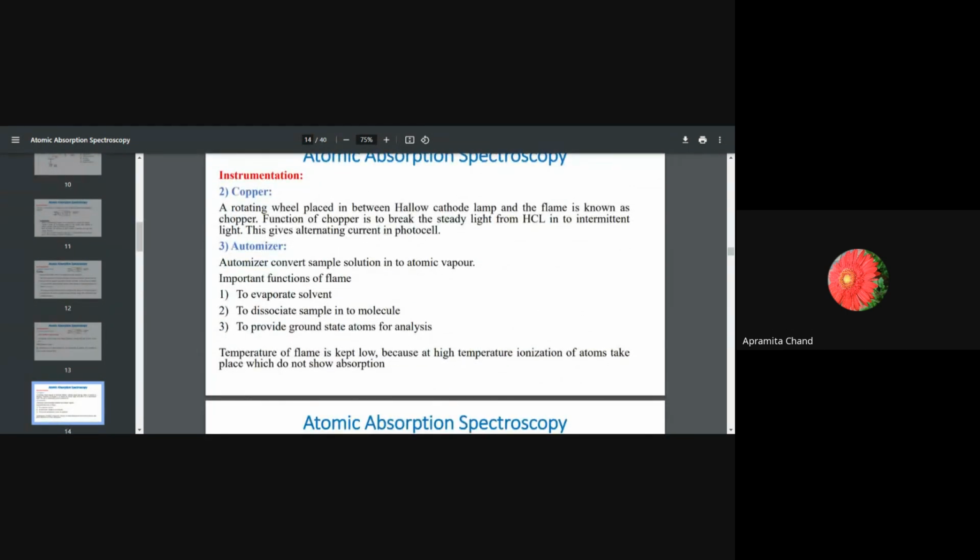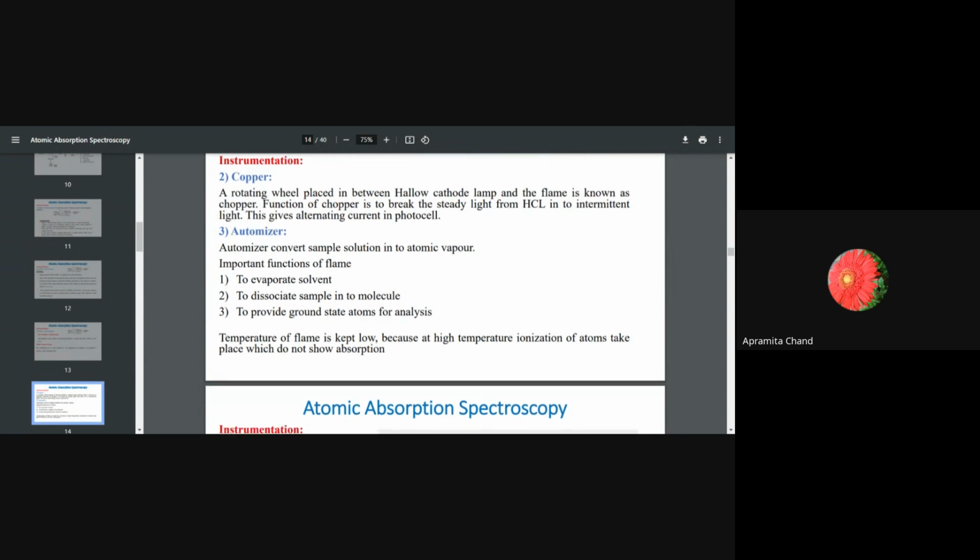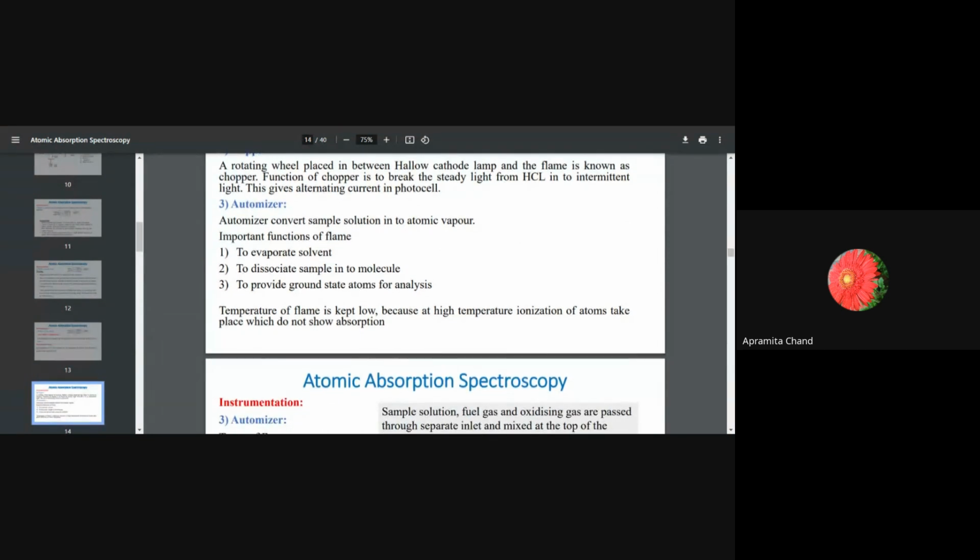The next is a copper rotating wheel. There will be a rotating wheel placed between the hollow cathode lamp and the flame, which is known as the chopper. The chopper's function is that it breaks the light from the cathode lamp into intermittent light. When it is intermittent light, it will give an alternating current in the photocell.